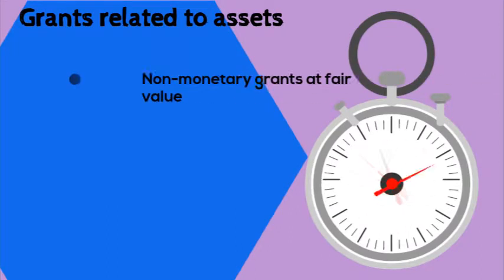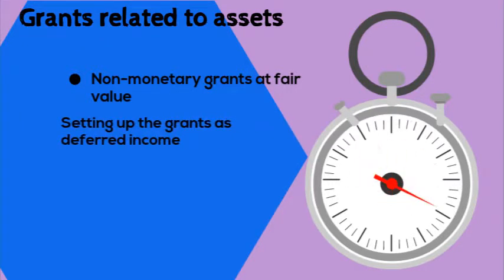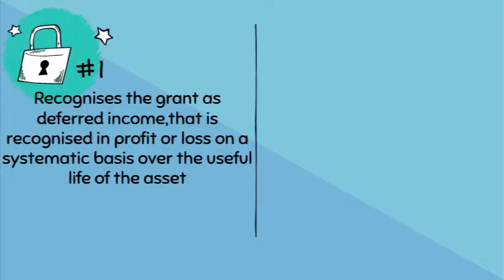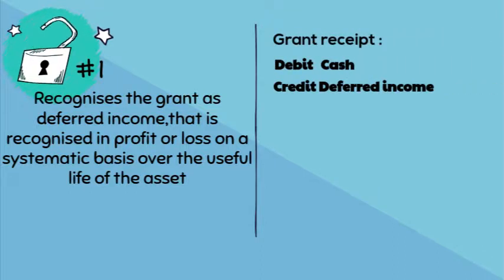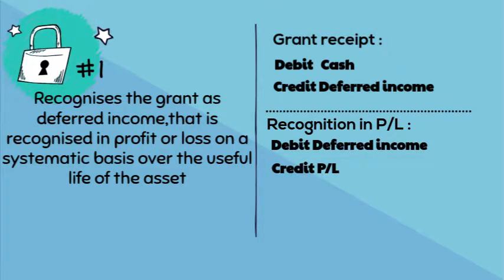Government grants related to assets, including non-monetary grants at fair value, shall be presented in the statement of financial position either by setting up the grant as deferred income or by deducting the grant in arriving at the carrying amount of the asset. The first option is to account for a grant as deferred income. When a company receives the grant, the journal entry is to debit cash or bank account and credit deferred income. Then you need to recognize the grant in profit or loss on some systematic basis over the life of the asset acquired. The journal entry is to debit deferred income and credit profit and loss.